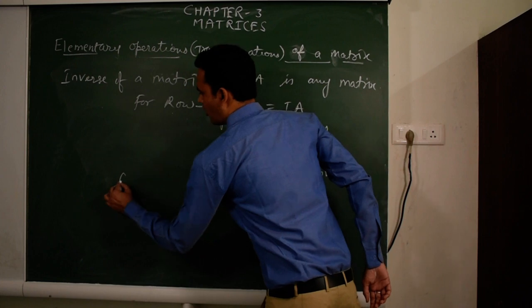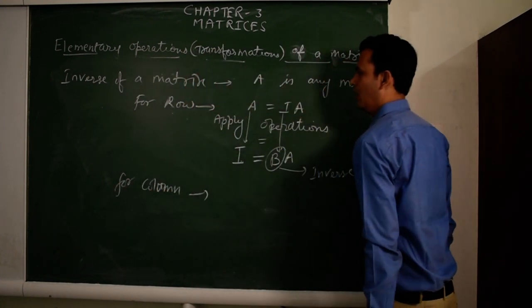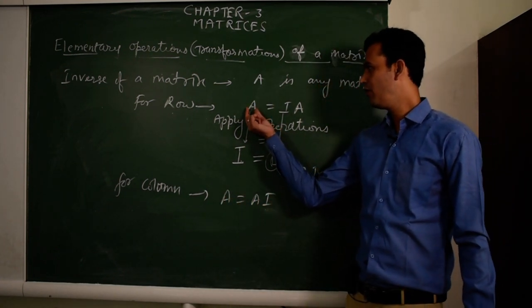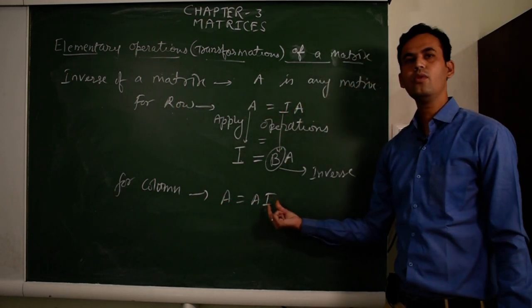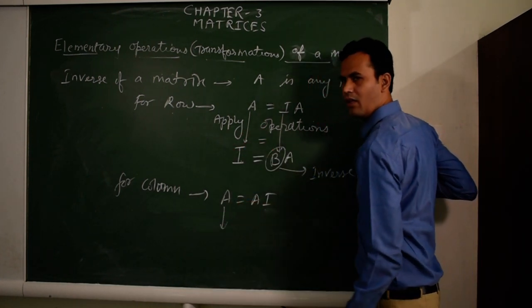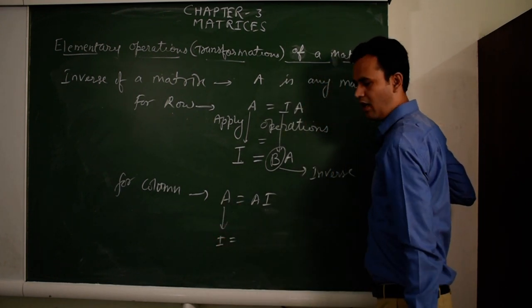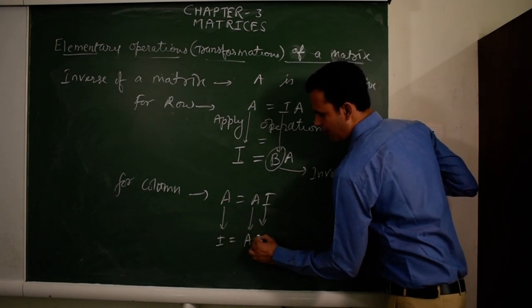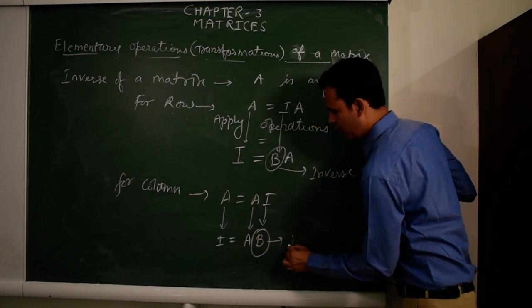Okay, if we solve by column, then first we take A equals to AI. There is one change. If we take row, then A equals to IA, and if we take column, then A equals to AI. Apply the same operations in column and we get LHS as I, and this A as it is, and this I becomes B after operations. So this B is called the inverse.